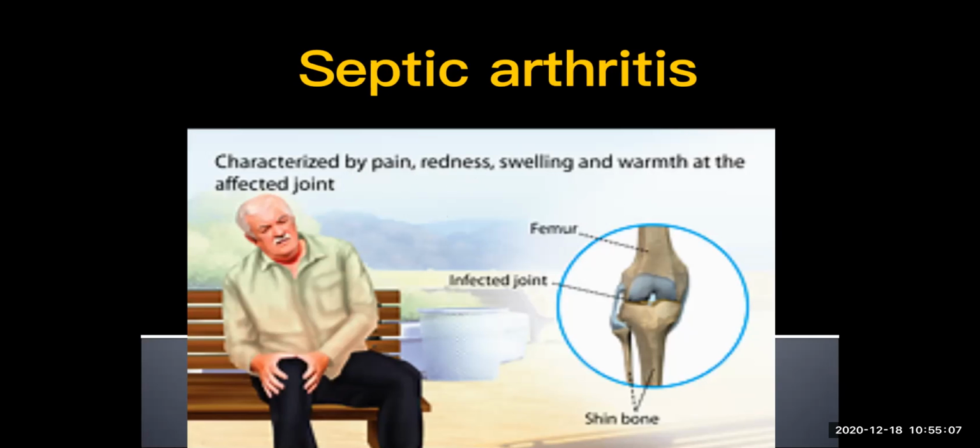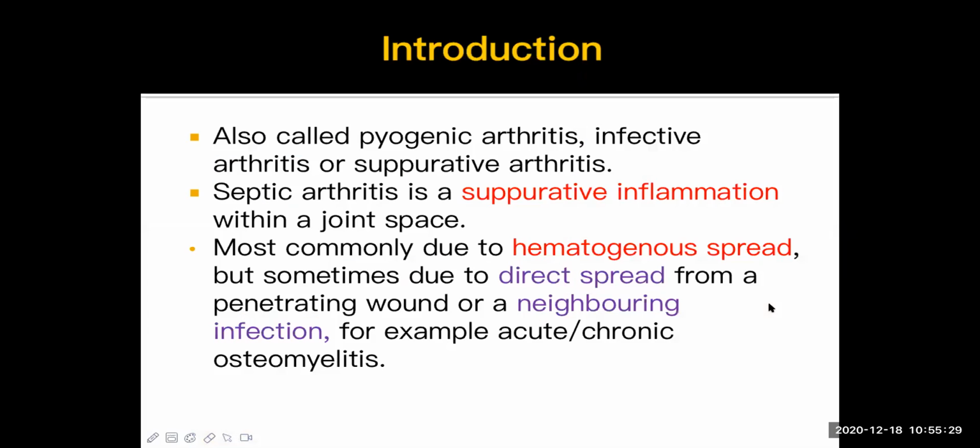Rheumatoid arthritis is an autoimmune disorder. Okay, this is predominantly an inflammatory disorder, whereas septic arthritis is an infectious condition. The microorganisms, the pus-forming bacteria have entered into the joint and they have caused infection there. So this is septic arthritis. So with this background information, let's enter into the topic.